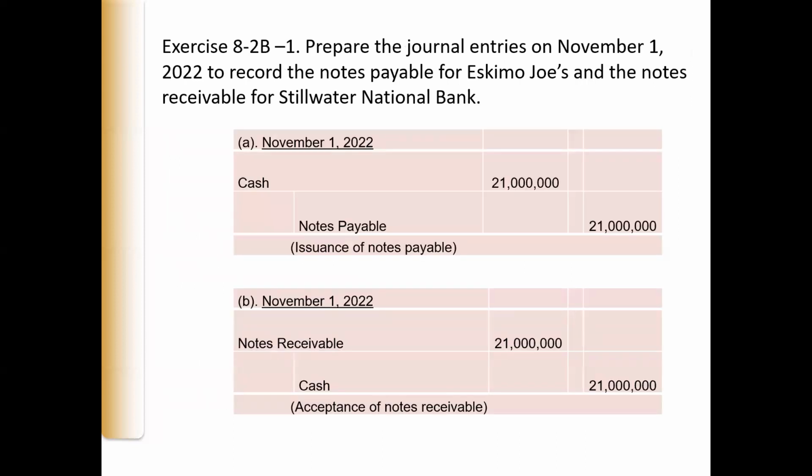So to initially take out the note, what Eskimo Joe's will do is debit cash for 21 million, credit notes payable for 21 million. Stillwater Bank's on the other end. They're going to debit notes receivable for 21 million and credit the cash for 21 million.